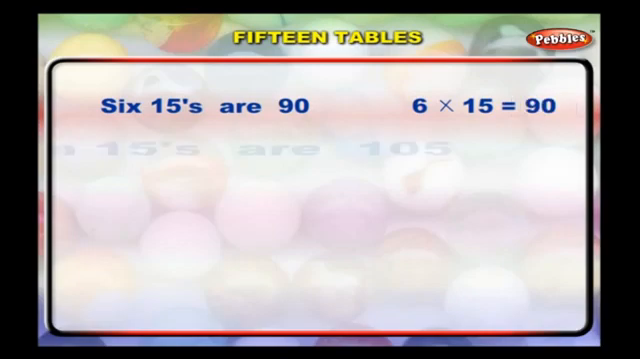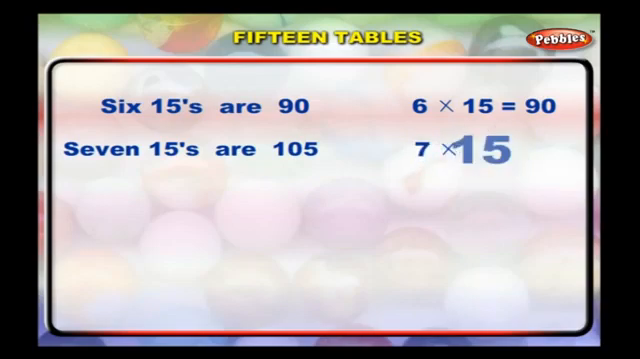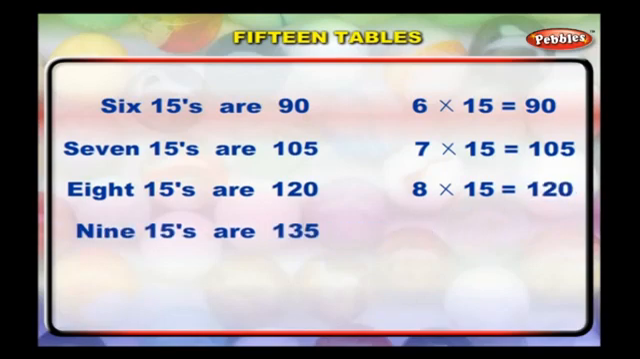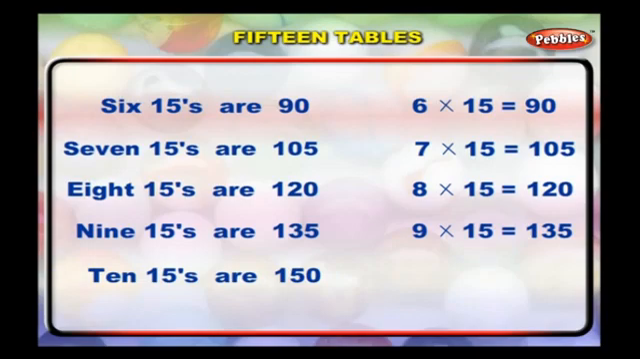7 15s are 105. 8 15s are 120. 9 15s are 135. 10 15s are 150.